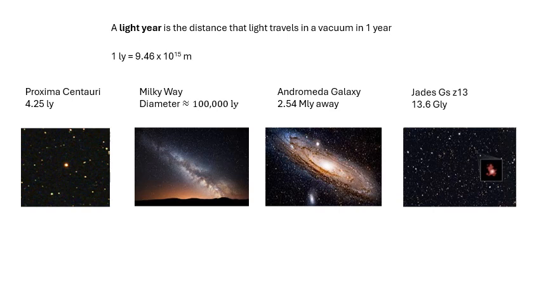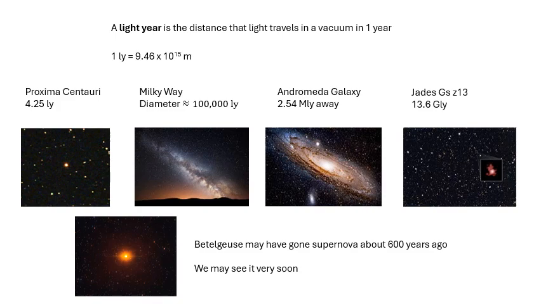One of the furthest galaxies we have observed is this thing here. That's 13.6 billion light years, 13.6 gigalight years away. An interesting little fact for you: Betelgeuse may have gone supernova about 600 years ago, and we may see it happen very soon because it's about 646 light years away. Betelgeuse, a red giant in Orion.